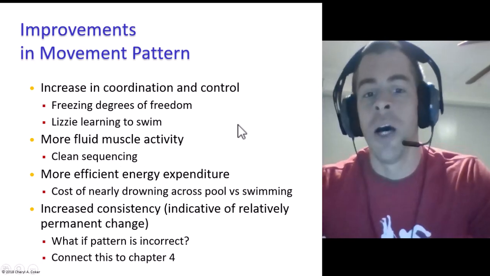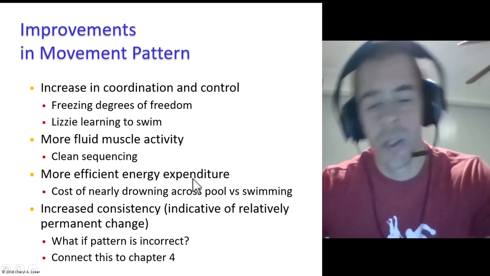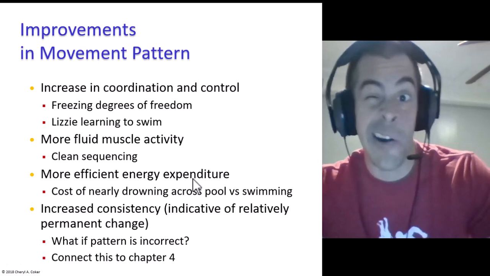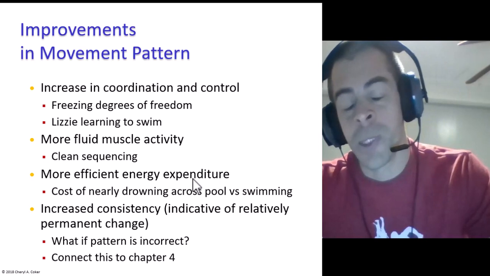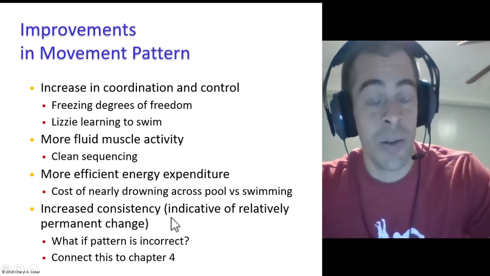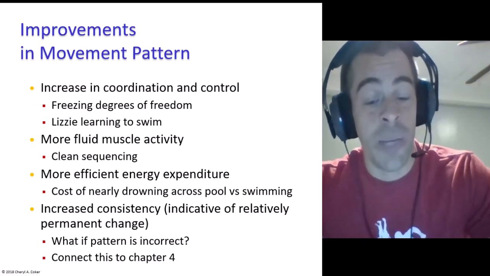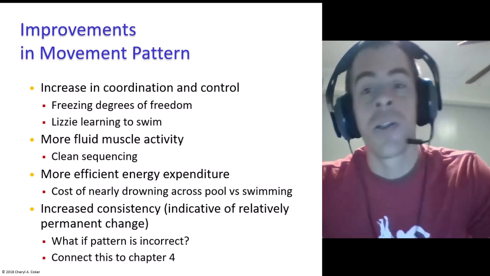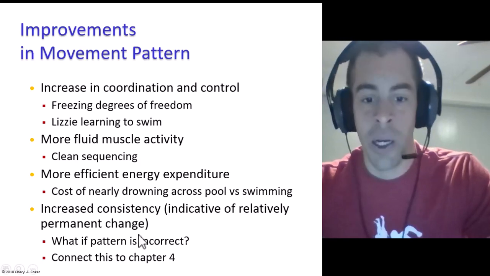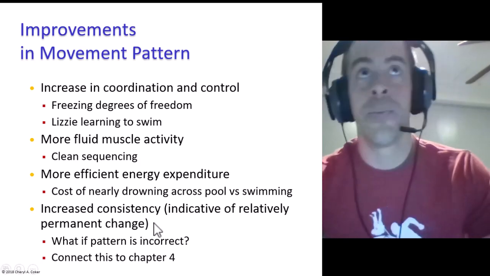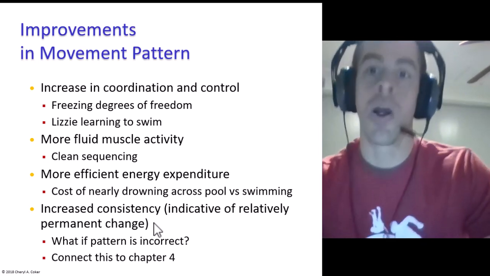And then finally, increased consistency, right? Really indicates a relative permanent change. The question I pose here is, what happens if the pattern is incorrect? Well, that goes back to chapter 4, when we talked about dynamic learning and attractor basins, and how we want a stable system. Deep attractor basins are difficult to correct, so our goal is to always stop and address any issues early on so we don't instill incorrect movement patterns, and then they're much more difficult to change later on.